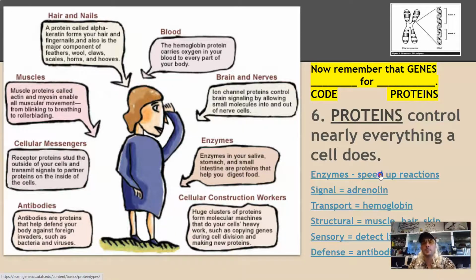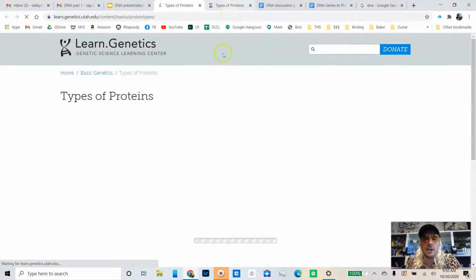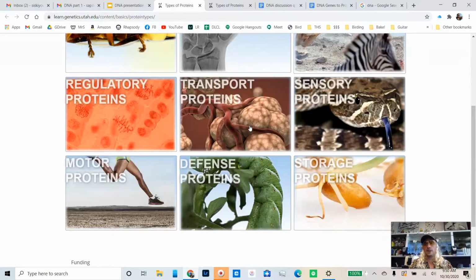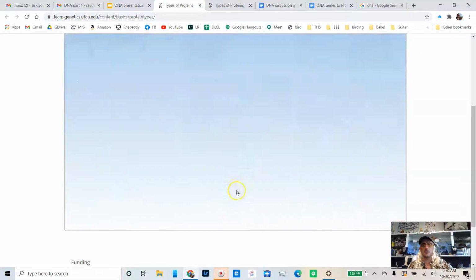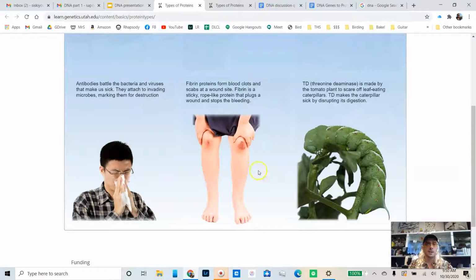And linked here in blue, you can click on it, is an interactive that takes you to some of these different types of proteins. And you can just click on these and read about them. So there are cool ones like, let's look at defense proteins. Why not? So antibodies battle bacteria and viruses.